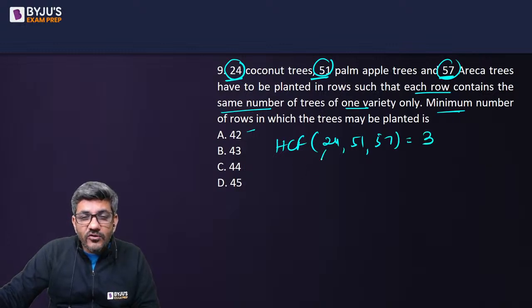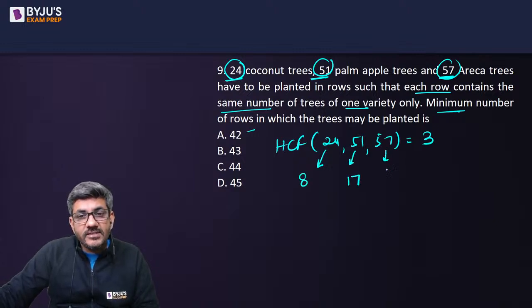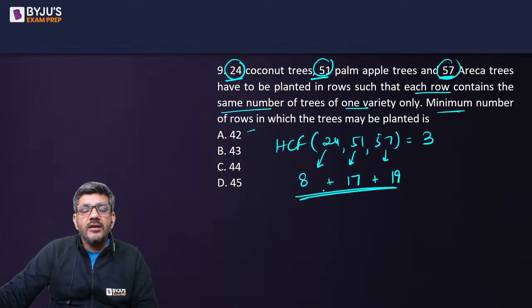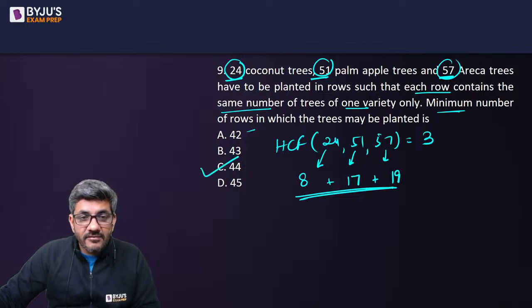So if you make rows of 3 from 24 coconut trees, how many rows will be made? 8. From 51, you would get 17. From 57, you would get 19. So the total number of rows that can be made is 8 plus 17 plus 19, which is 44.